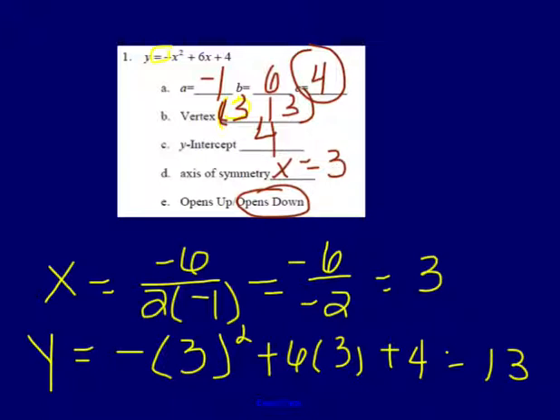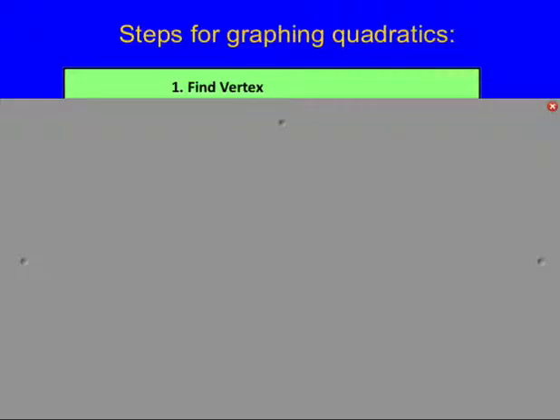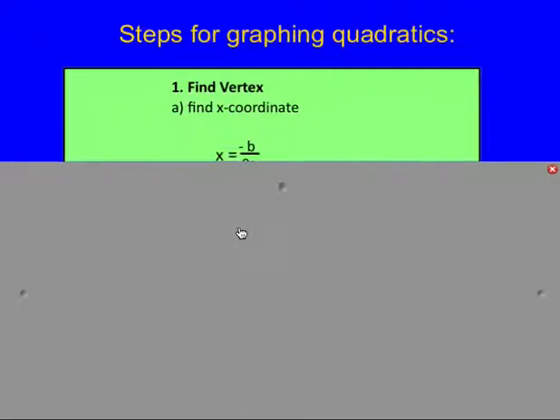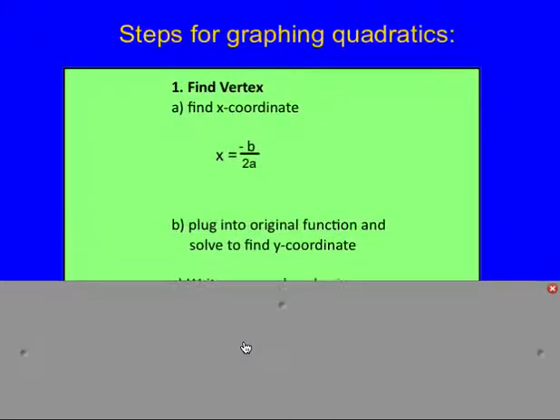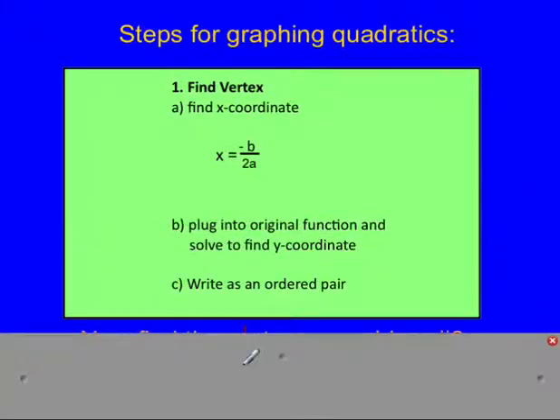Now, let's take a look at how we graph quadratics. The first thing you want to do is find the vertex. We learned how to do that yesterday: opposite of b over 2a, plug that in, get your y, and then you have a point (x, y). We did this yesterday, but you still want to write it down. So you're going to find the x-coordinate, plug it into the original function to get the y-coordinate, then write it as an ordered pair.